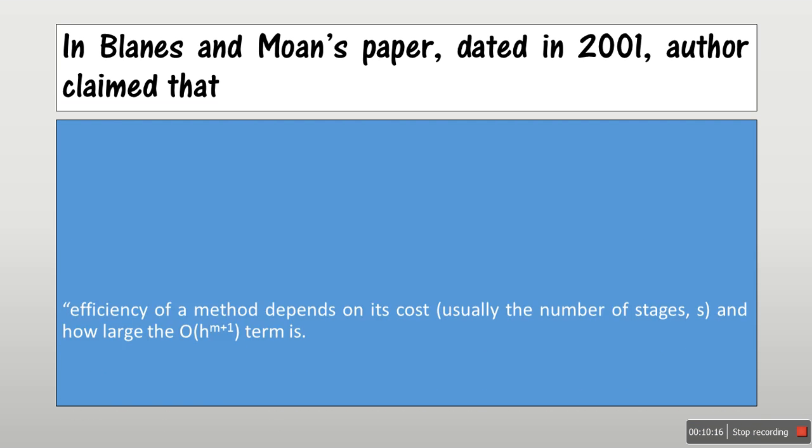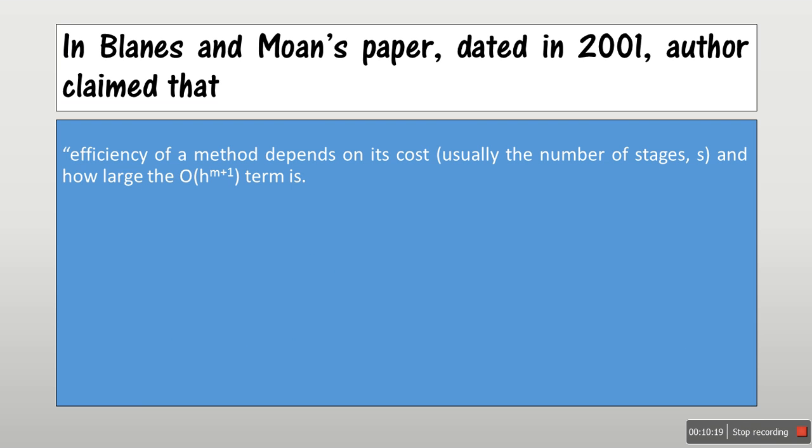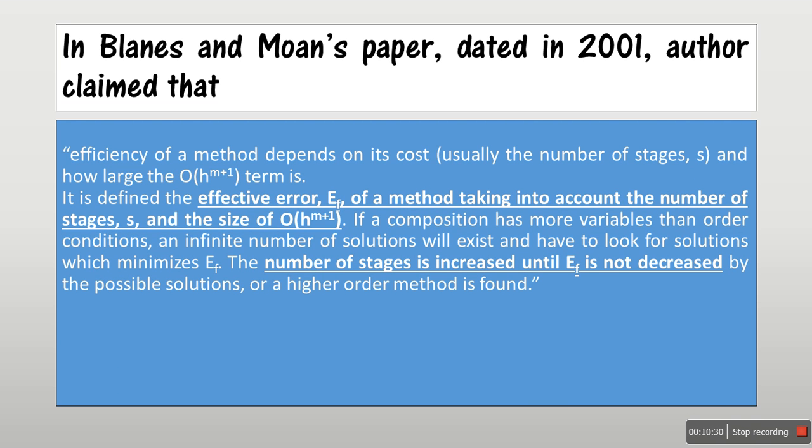So this citation has shown us that the efficiency of a method depends on its cost, usually the number of stages, and how large the truncation error term is. So it's defined that the effective error, EF, of a method takes into account the number of stages and the size of the truncation error. So from this research paper, it analyzed the truncation error and therefore minimized the effective error EF, resulting in the new method being more accurate than the other methods.